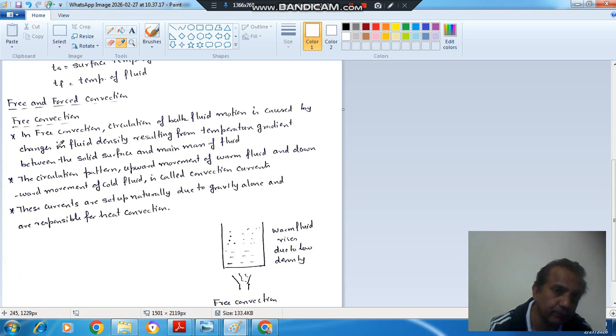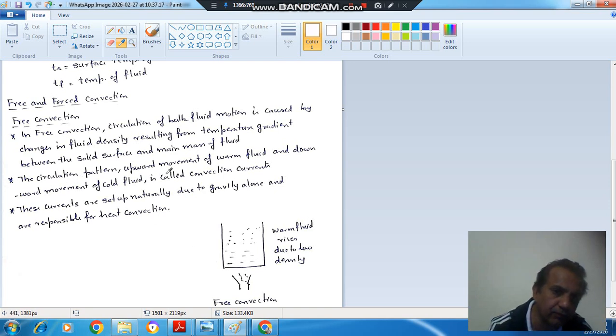Reading this out, in free convection, circulation or bulk fluid motion is caused by changes in density resulting from the temperature gradient between the solid surface and the main mass of the fluid. So when this fluid gets heated, its density decreases, so it goes up, and the heavier fluid goes down and comes in contact with this solid surface for heating.